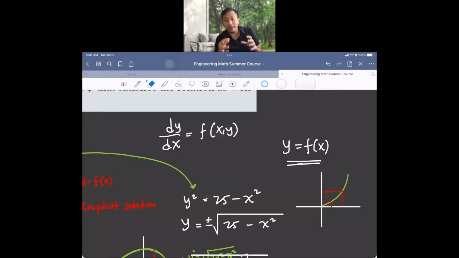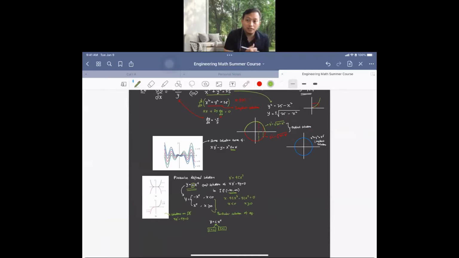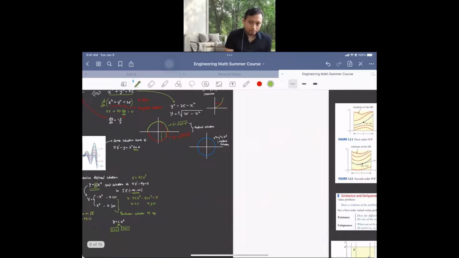But implicit versus explicit is not really that important in the later part, because we are going to have another method to look at. Later we will have the existence: does the solution exist or not, and is the solution unique or not. That is more important than looking at explicit or implicit, because we are just going to focus on whether it has a solution or a unique solution. That is probably more important in our differential equations. But that is how we can try to define it using the calculus that we have learned.